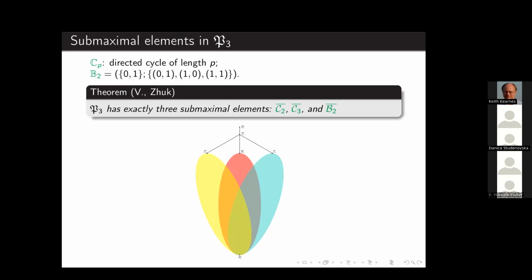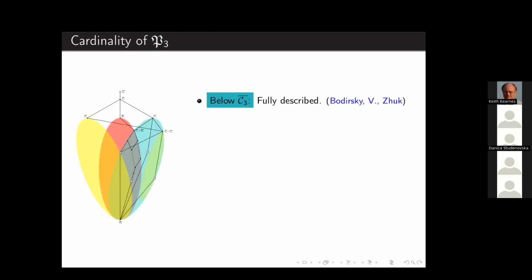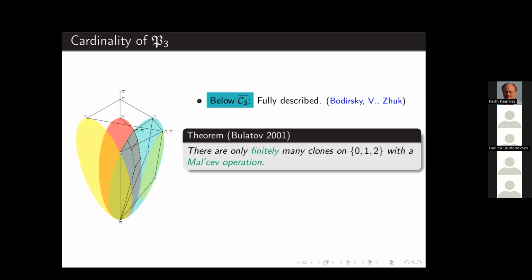Next slide. I already told you that together with Dmitriy Zhuk and Manuel Bodirsky, we classified all clones of self-dual operations up to minor equivalence, which means that we exactly describe the full subposet that lies below C3. What we still need to do is to describe what lies below C2 and B2. Because of a result of Andrei Bulatov in 2001, we know that there are only finitely many clones with a Maltsev operation on a 3-element set.